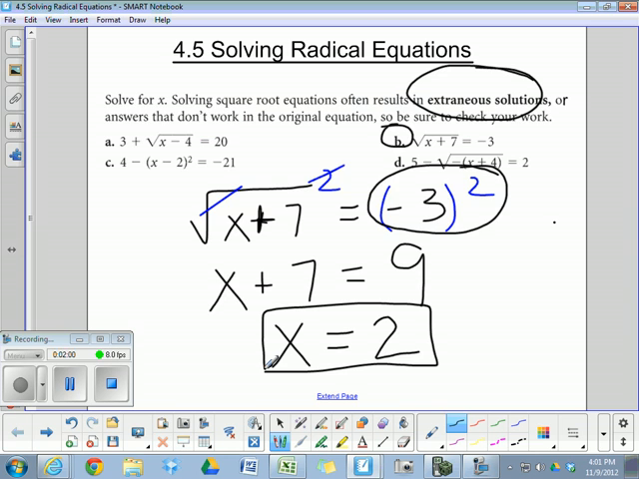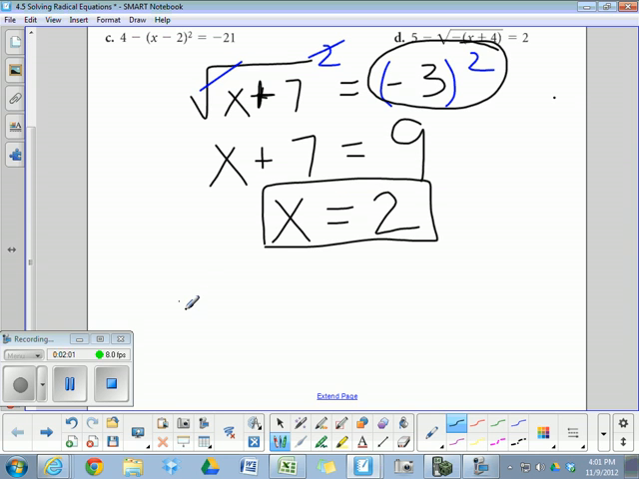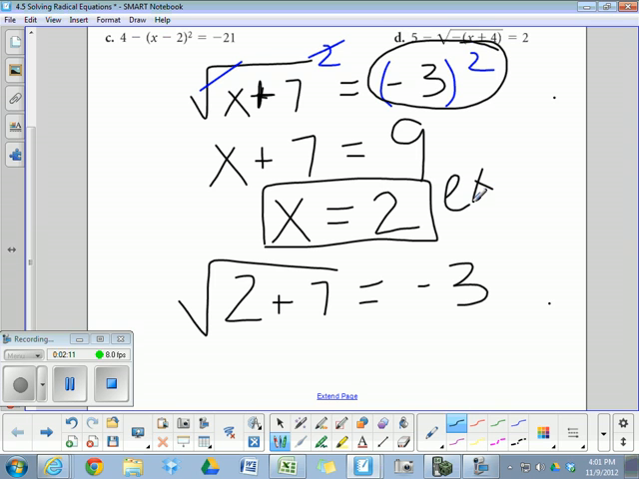Now, if we plug 2 back into the initial equation, it would say the following. The square root of 2 plus 7 equals negative 3. That's false. 2 is an extraneous solution in this problem. It doesn't actually work. The square root of 9 is 3, not negative 3. We redefined the square root symbol in this chapter to mean the positive square root only.